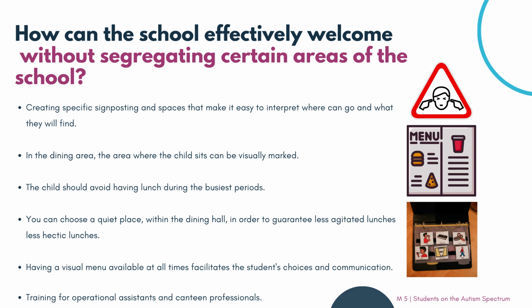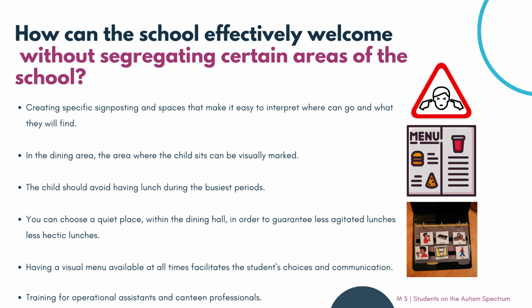In the same way, in the canteen area, the area where the child sits can be visually signposted. The child should avoid having lunch during the busiest periods. You can choose a quiet place within the dining area to ensure less hectic lunches. Having a visual menu always available makes it easier for the student to make choices and communicate.